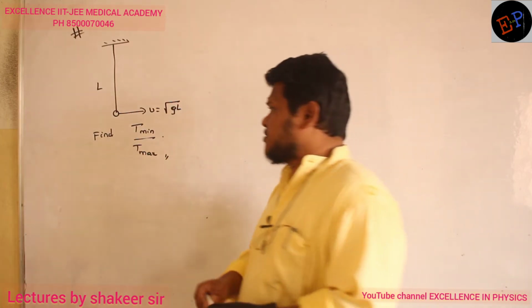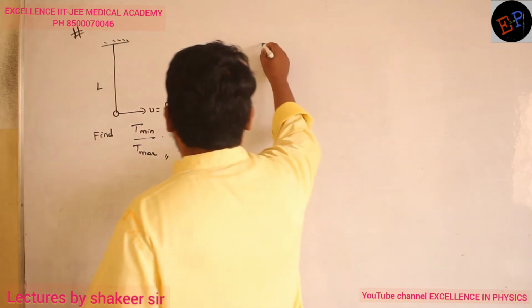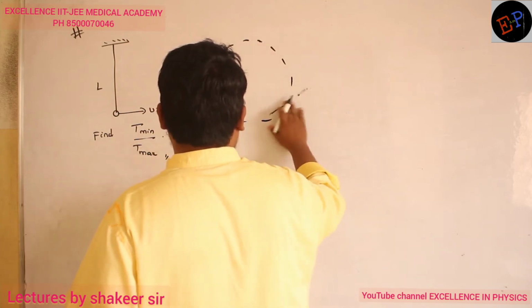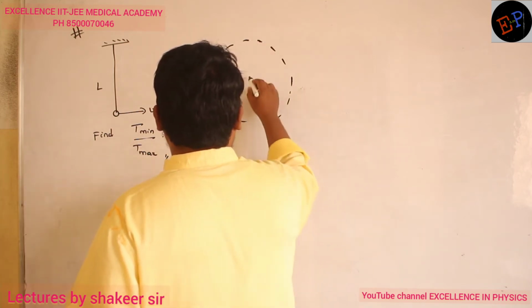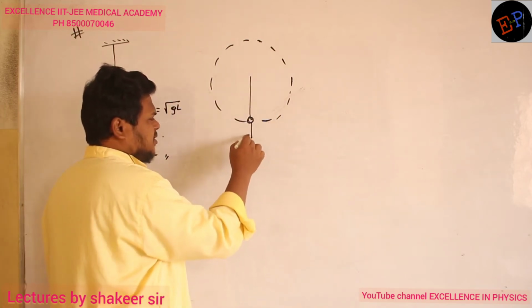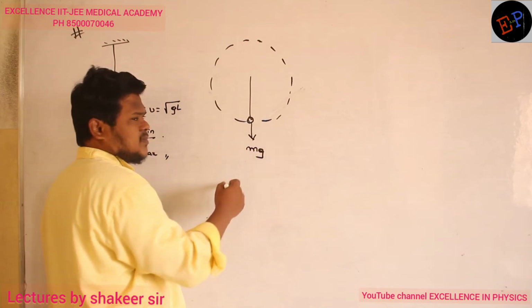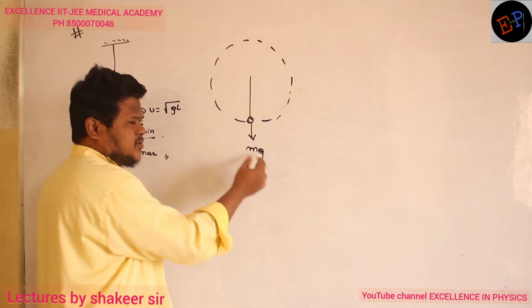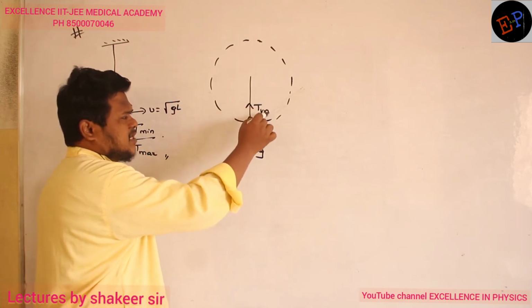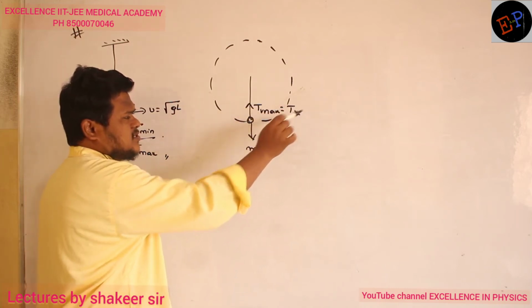Clear? What is the reason? Let us see once again. When the body is present here, the string should bear the weight of this bob also. The string is supporting the weight of this bob also. So automatically here tension will be maximum. Maximum tension will occur at the lowest position.